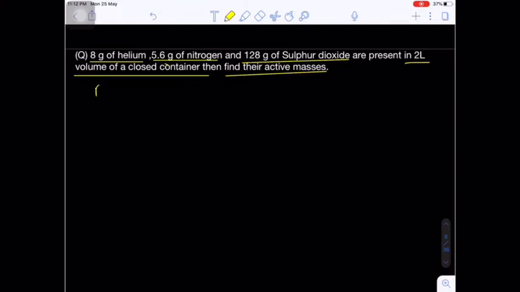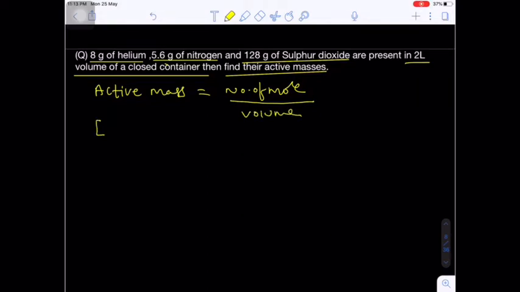Okay, now to calculate the active mass, number of moles divided by volume. Let's suppose the first one, helium. Active mass is represented by a square bracket, enclosing in a square bracket. Okay, now what is the number of moles of helium? Given mass of helium, molar mass of helium is 4, divided by volume of the vessel, 2 liters. So you have 1 mole per liter. This is the active mass of the helium.